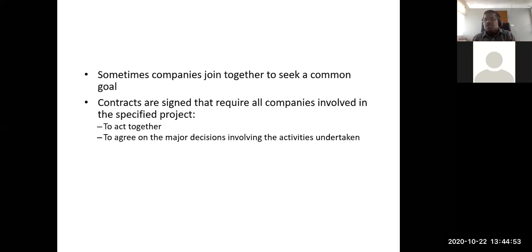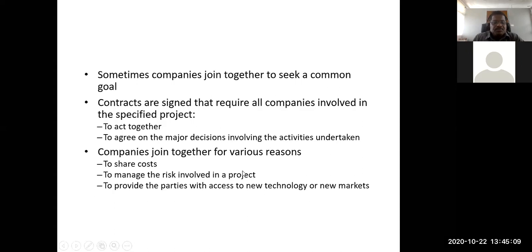Joint control operation means that both parties agree for the decision making, not one party. We call it unanimous decision making. Okay, we'll discuss what it is.